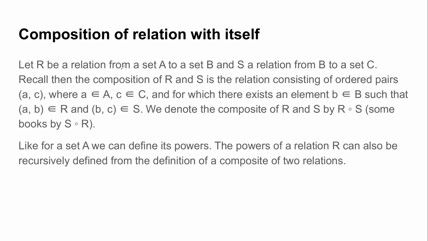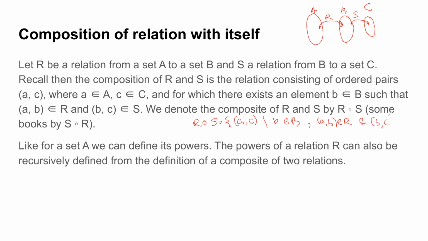So if you recall what a composition of relations is: suppose you have a set A, a set B, and a set C, and there's a relation from A to B via R, and a relation from B to C via S. Then you can define the composition of relations R∘S as the set of all ordered pairs (a, c) such that you have a common element b in the middle set, with ordered pairs of the form (a, b) via R and (b, c) via S. So all the paths that take you from A to C via B, the endpoints of those are what is known as your composition.